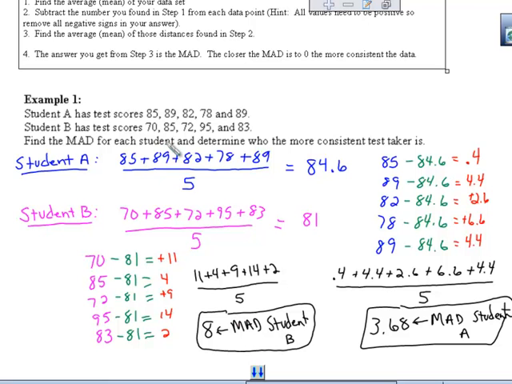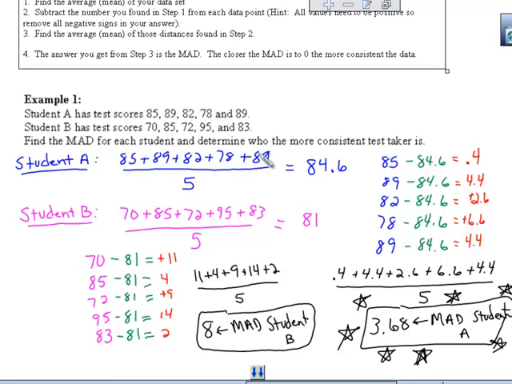Once I've calculated the MAD, I need to make sure I'm answering the question or the statement that they want me to do. They want me to find the MAD for each student and determine who the more consistent test taker is. Well, the closer the MAD is to 0, the more consistent the data. So which one is closer to 0? It's definitely not 8. So that means A, I'm going to give it a star around this one. Student A is the more consistent test taker.